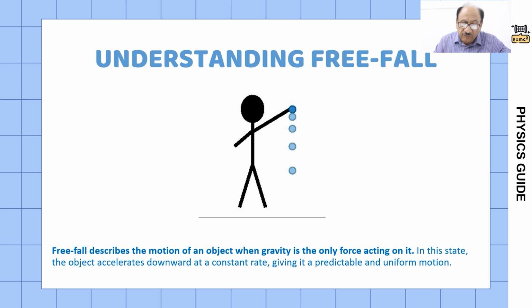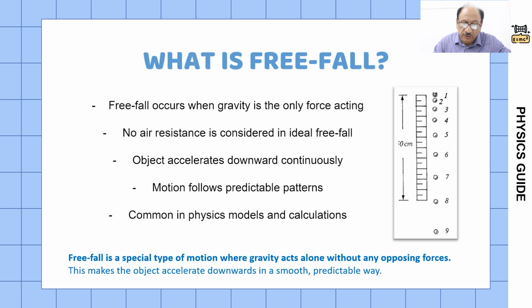Now, understanding free fall. What is free fall? Free fall describes the motion of an object when gravity is the only force acting on it. In this state, the object accelerates downward at a constant rate, giving it a predictable and uniform motion. So, in free fall, the motion of the object is under gravity only.